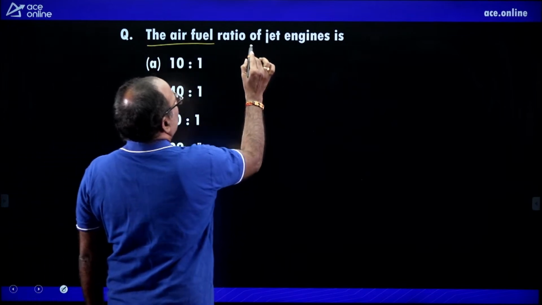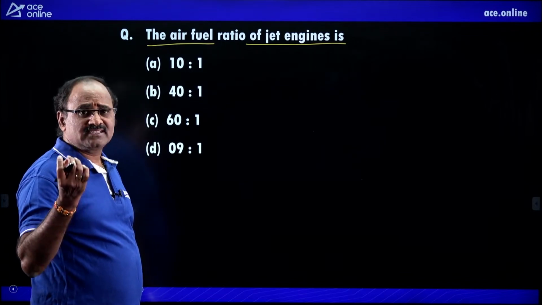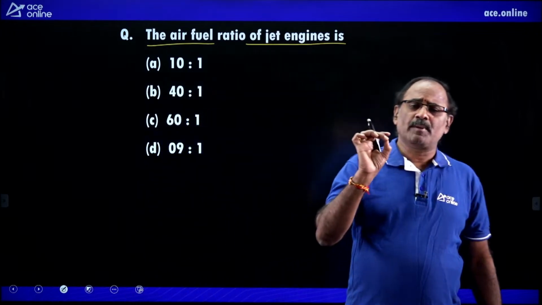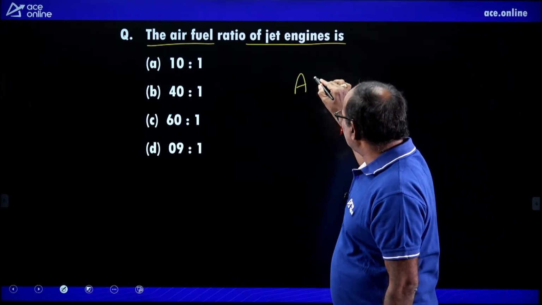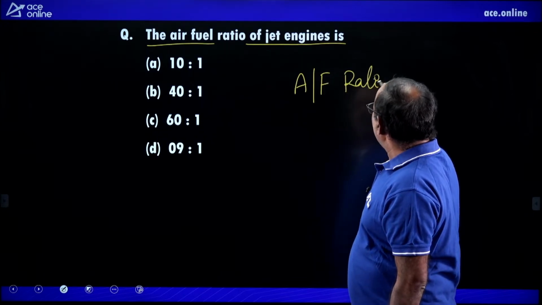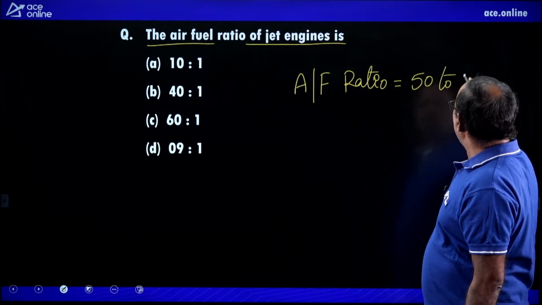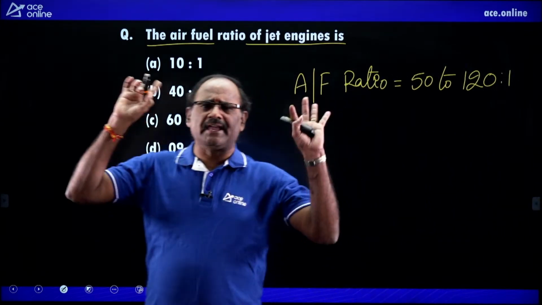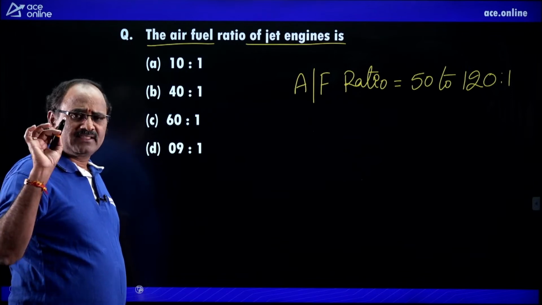The air-fuel ratio of jet engine. Jet engine means the engine which is connected to the flight, that is called a turbojet engine. Dear friends, remember, the turbojet engine is working by open type gas turbine power plant. For the open type gas turbine power plant, the air-fuel ratio, this is a very, very important point, varies from 50 to 120:1. Such a large air-fuel ratio we are practically maintaining to regulate the temperature of the combustion products at the inlet of the turbine.